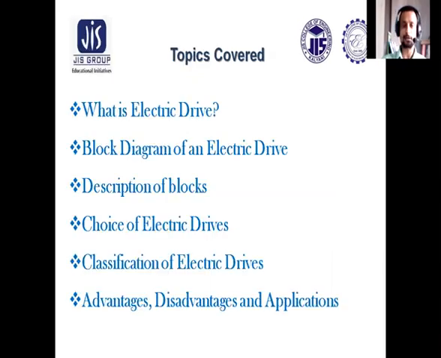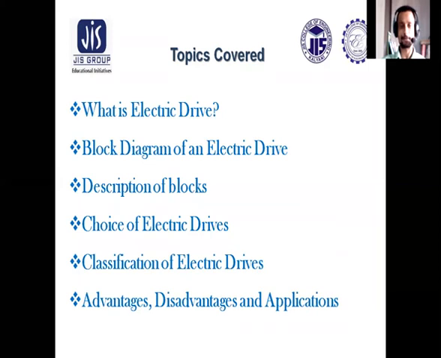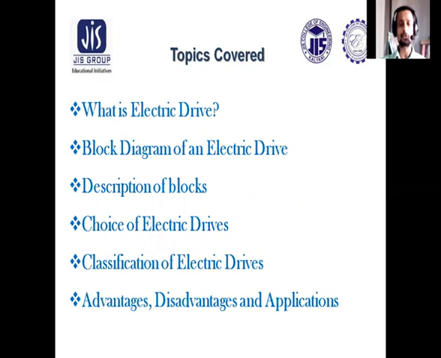So let us start with the first slide. What are the topics to be covered in today's class? First, we'll discuss what an electric drive is. Then we'll describe the block diagram of an electric drive. That block diagram will show each and every part by which an electric drive is formed. Then we'll discuss the description or function of each block, and why all those blocks are required to drive an electric motor accurately and more precisely.